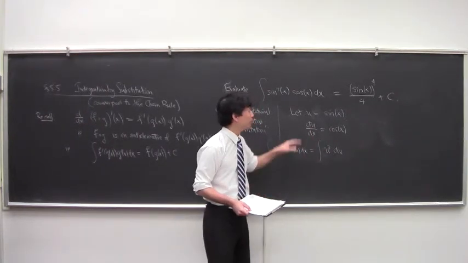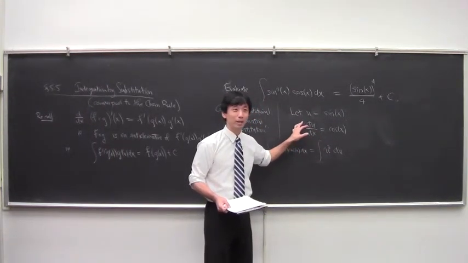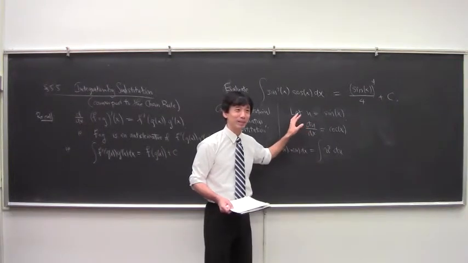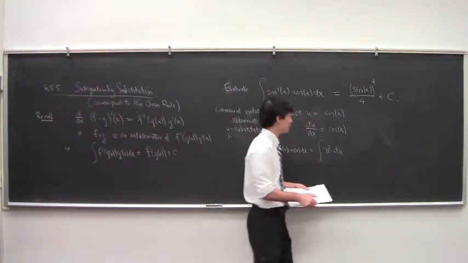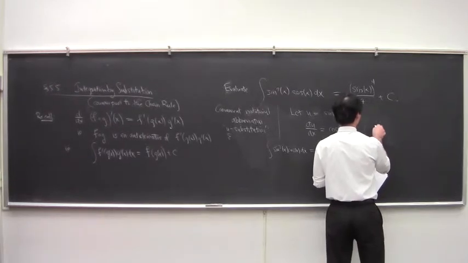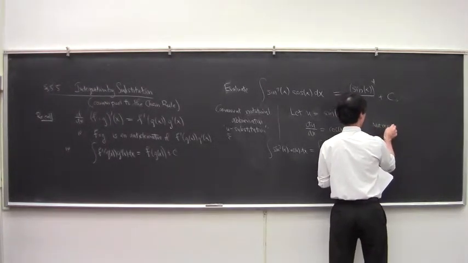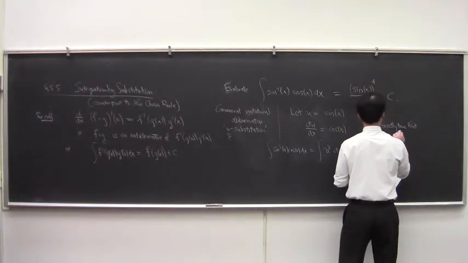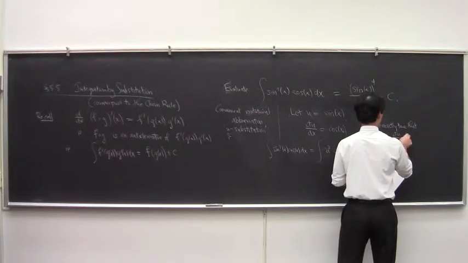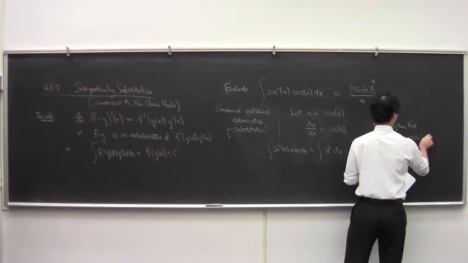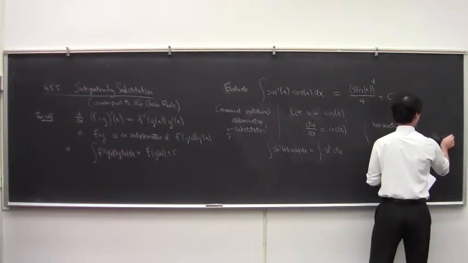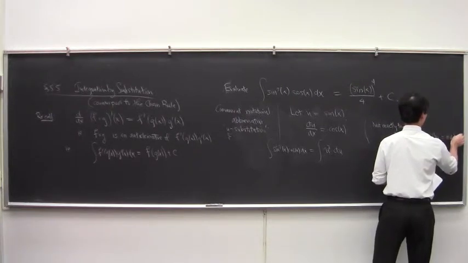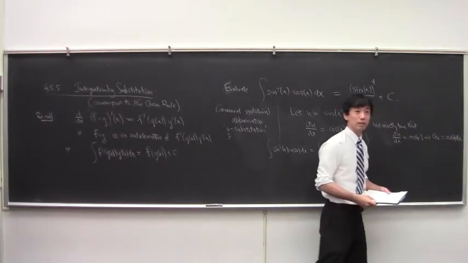Okay. There's actually a problem with doing that. But just do it anyway. So there's a warning. It's not exactly true that du dx equals cosine x allows you to say that du is cosine x dx. It's not exactly true.